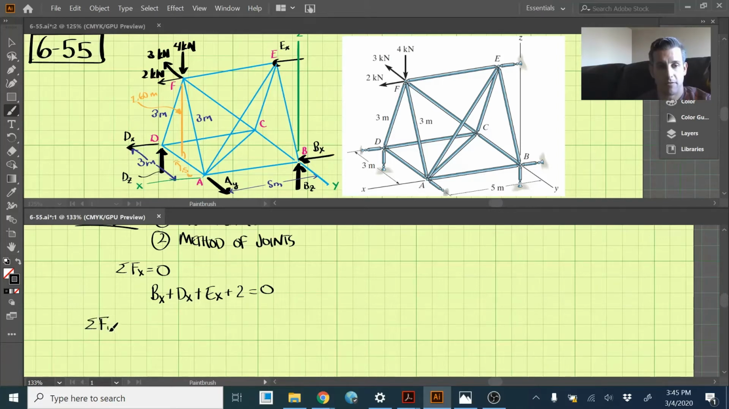So we sum the forces in the y direction and set those equal to 0. We have Ay, and we have 3 kilonewtons that's negative here, and I believe that's all we have. So we can figure that out: Ay is equal to positive 3 kilonewtons.